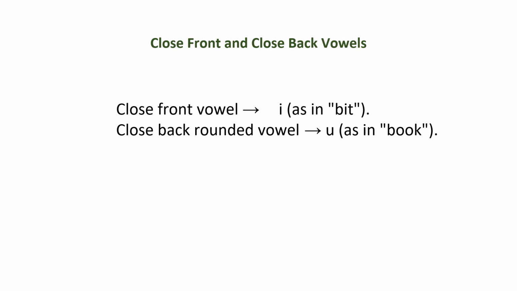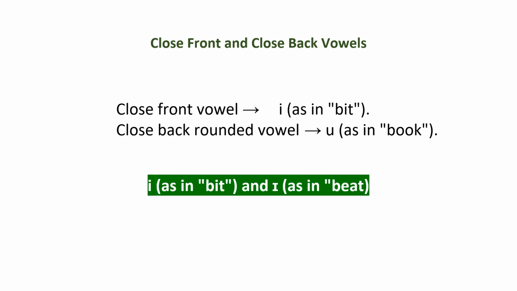Two types of vowels commonly appear in weak syllables. Close front vowel: this sound occurs in the general region of E, as in bit. Close back rounded vowel: this sound occurs in the general region of U, as in book. In strong syllables, it's easy to distinguish between E, as in bit, and E, as in beat. But in weak syllables, it's much harder to tell the difference between these vowels.